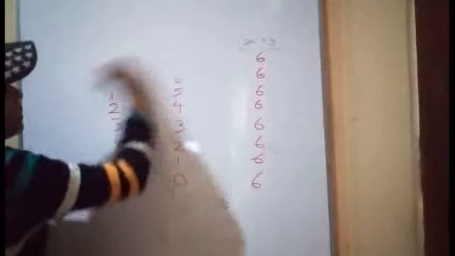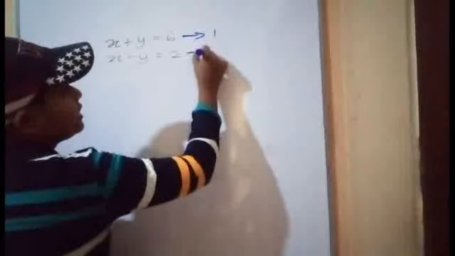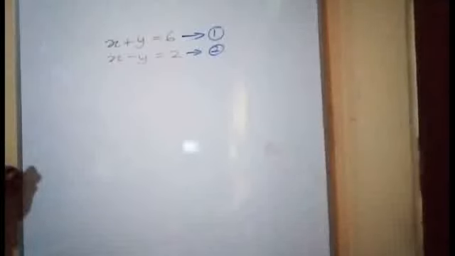So okay, let's do two examples in simultaneous equations. Okay, let's move to the example. What is the example? The example is x plus y is 6, x subtract y is 2. Okay. Now, let's call this one 1, this one 2. Okay. So, let's do that.